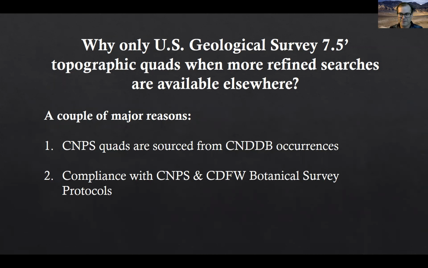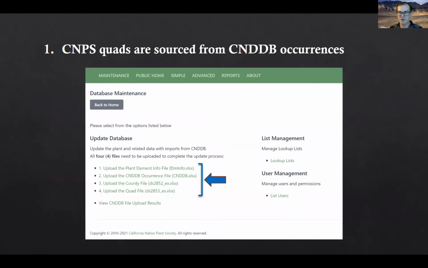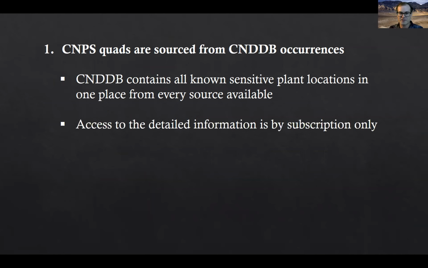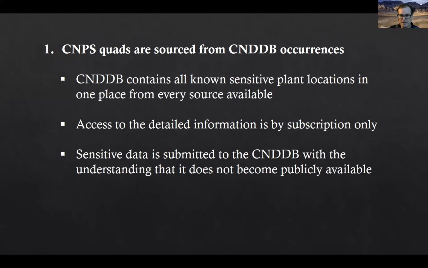And first is that CNPS quads are sourced from the Natural Diversity Database. And here's what I showed you before, where we actually import all that data directly from the Natural Diversity Database. And CNDB contains all known sensitive plant locations in one place from every source available. And so we don't want to provide that information publicly all at once for the status of sensitive plants. Access to the detailed information is by subscription only.